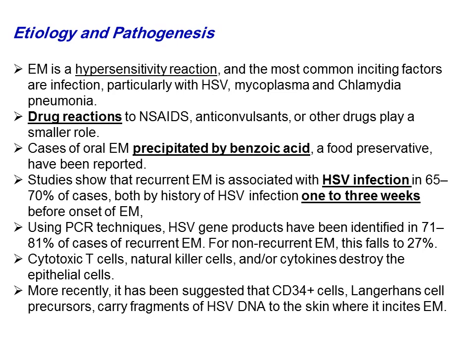Studies showed that recurrent erythema multiforme is associated mostly with herpes simplex infection in about 70% of cases, with a history of herpes simplex infection 1 to 3 weeks before the onset of erythema multiforme. In other words, 1 to 3 weeks after the onset of herpes simplex virus infection, recurrent erythema multiforme may occur. So this type of erythema multiforme is triggered by herpes simplex virus infection.